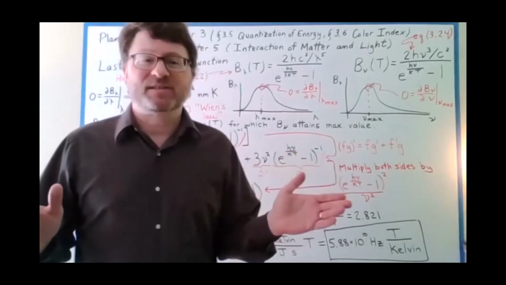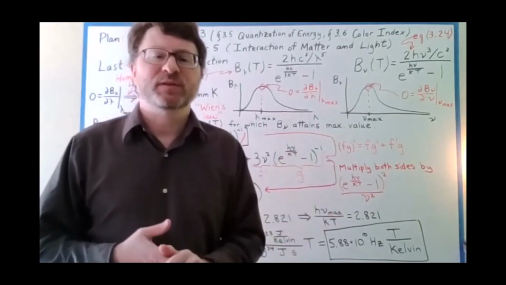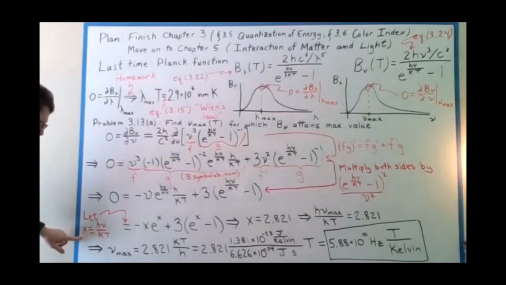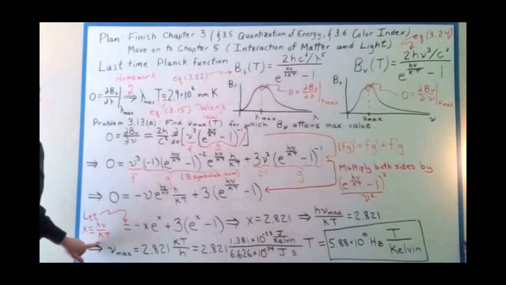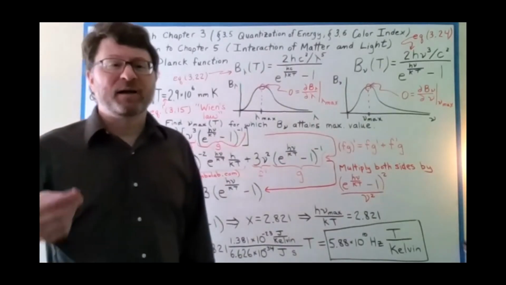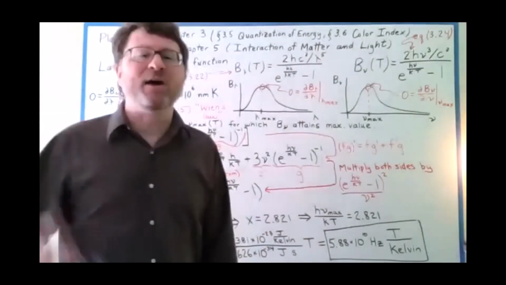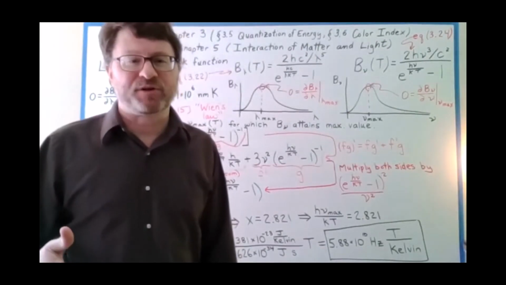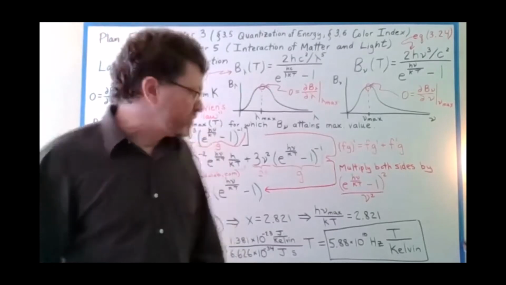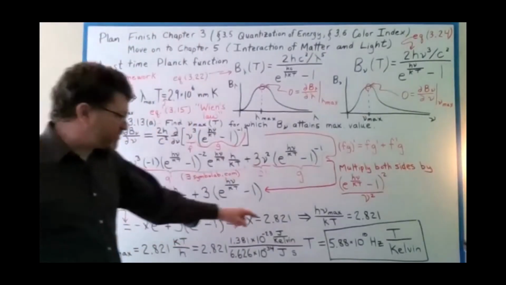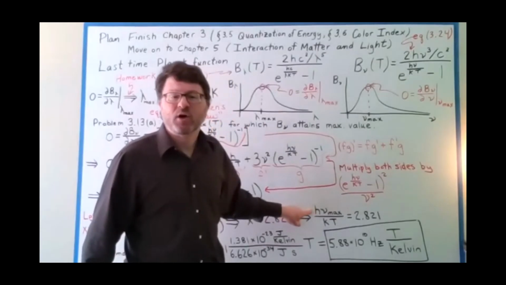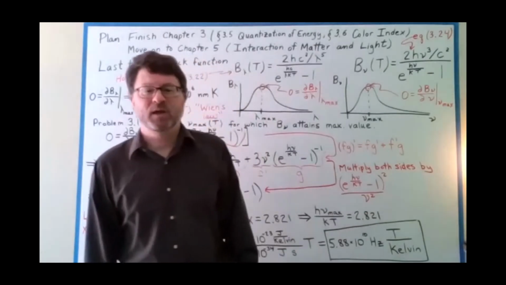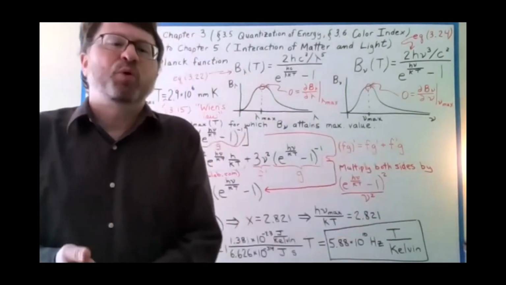So what do we do with this? What does this mean? x equals this particular dimensionless number. Well, remember how we defined x way back when? It was h nu over kT. And at this point, I'm going to remember again that I am evaluating the derivative at the location where the slope is 0, and I am calling that particular frequency nu sub max. So for x, I will write h times nu sub max over kT. That's what 2.821 is. And I'm at this point done.